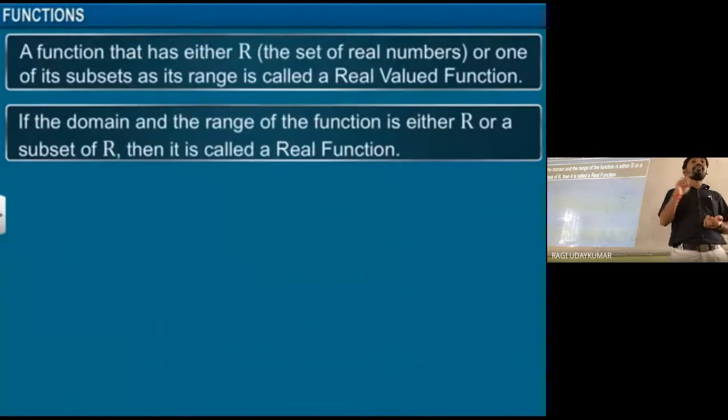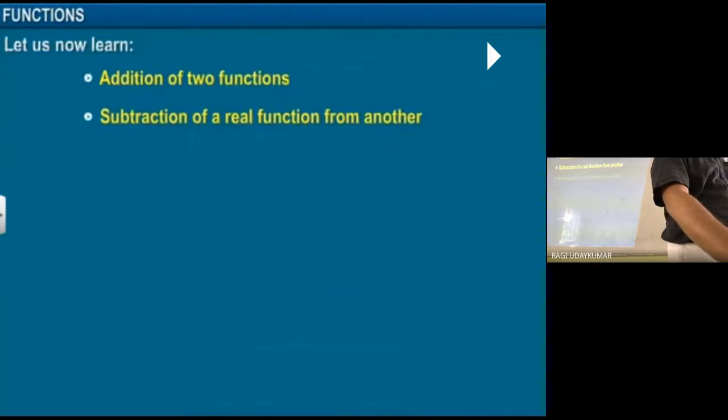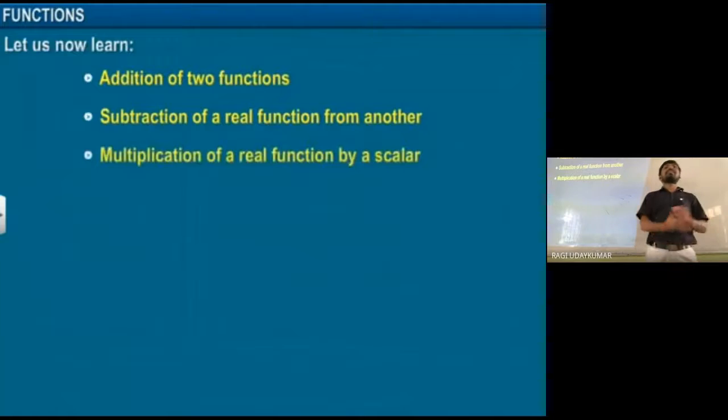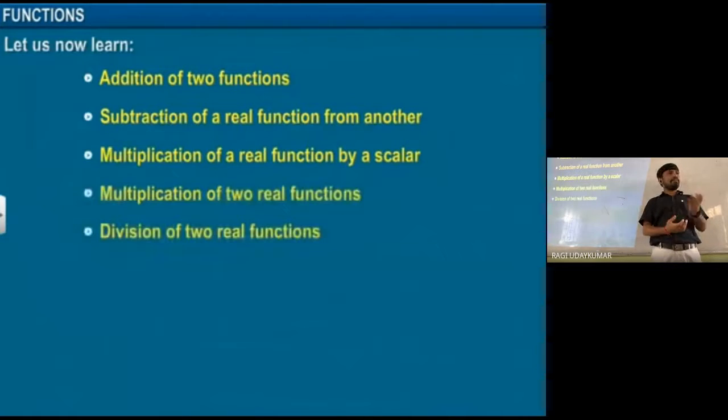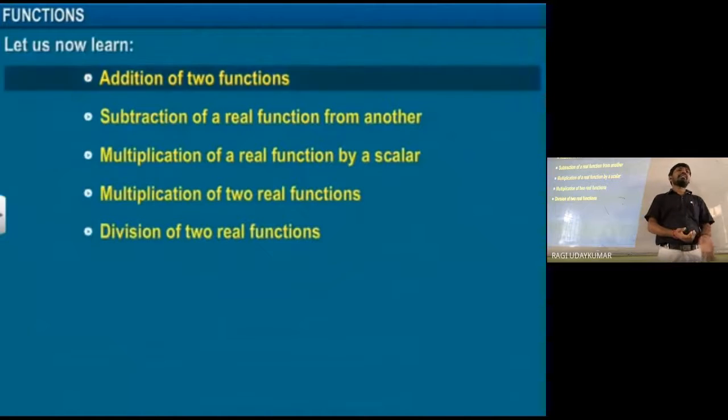If the domain and range of the function are either real numbers or a subset of the real numbers, then it is called a real function. A real function is nothing but a domain of real numbers. F from R to something, then that could be R, or a subset of R, a real valued function. Okay. Next: addition of two functions, subtraction of a real function from another, multiplication of a real function by a scalar, multiplication of two real functions, and division of two real functions.